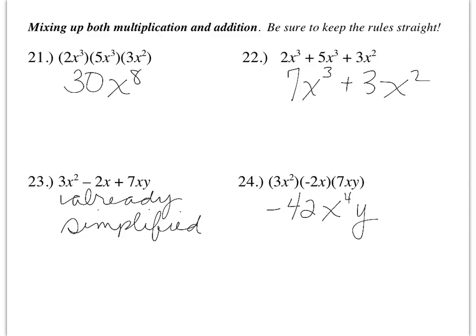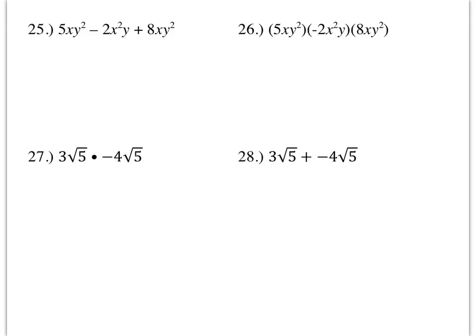Okay, how did you do with these 4? Did you notice that 23 was already simplified? There's no like terms in that question, so you can't combine anything. All right, let's move on to the next ones. Go ahead and pause the video, work on these last 4 questions, and come back and check in when you're done.